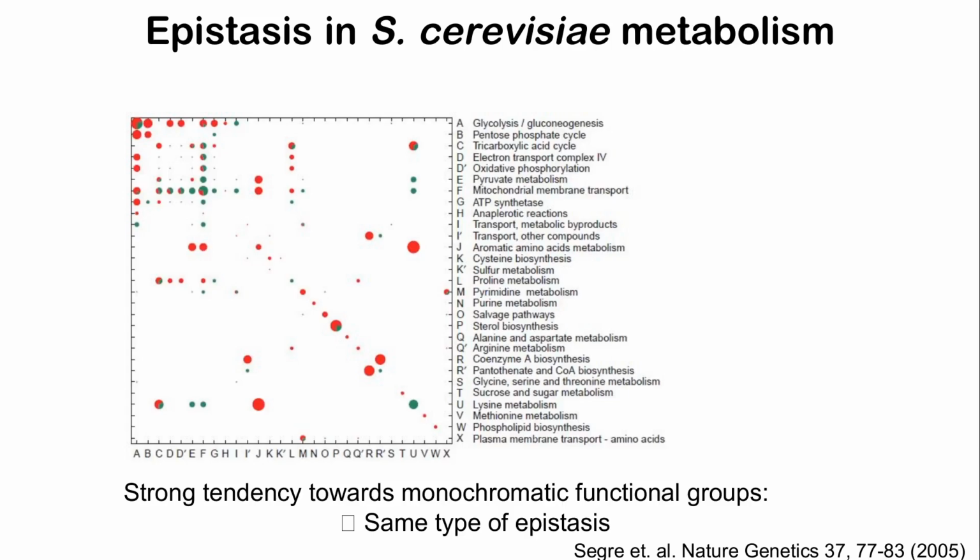So for instance, if you look here at mitochondrial membrane transport, it will typically have, with itself and for that matter with other genes as well, a lot of buffering epistatic interactions indicated by these green circles, which indicates that multiple deletions are not particularly aggravating in that specific pathway. While these red dots here correspond to pathways that are quite vulnerable to multiple deletions.